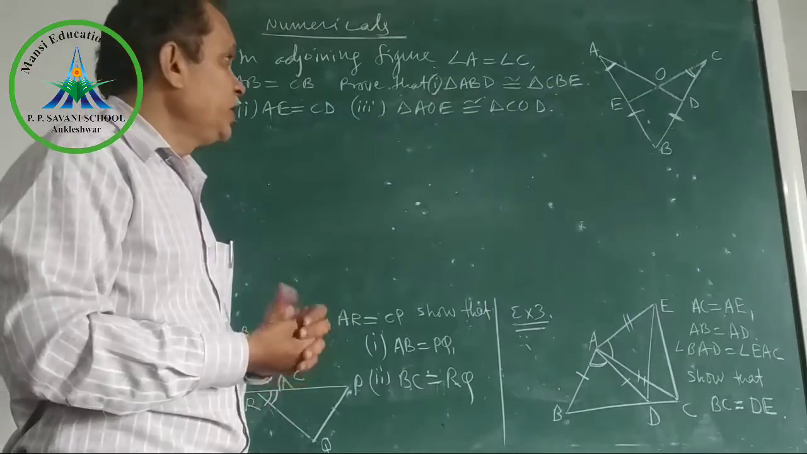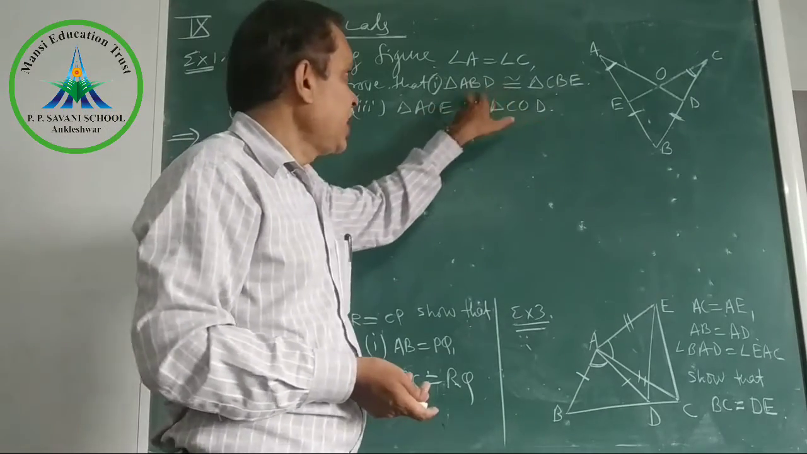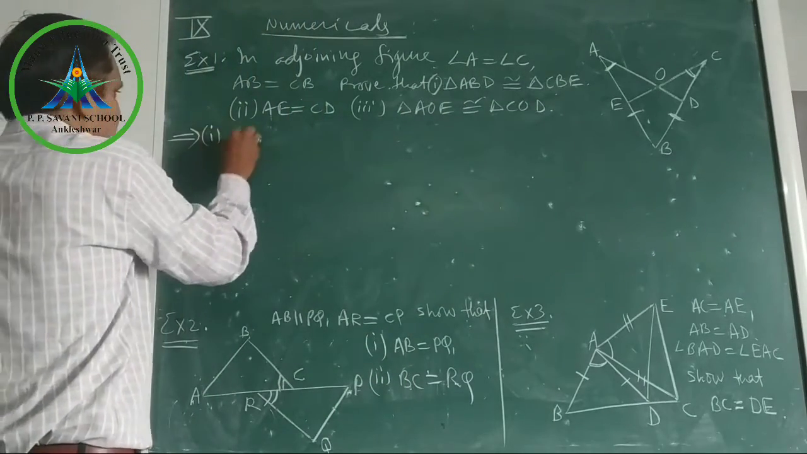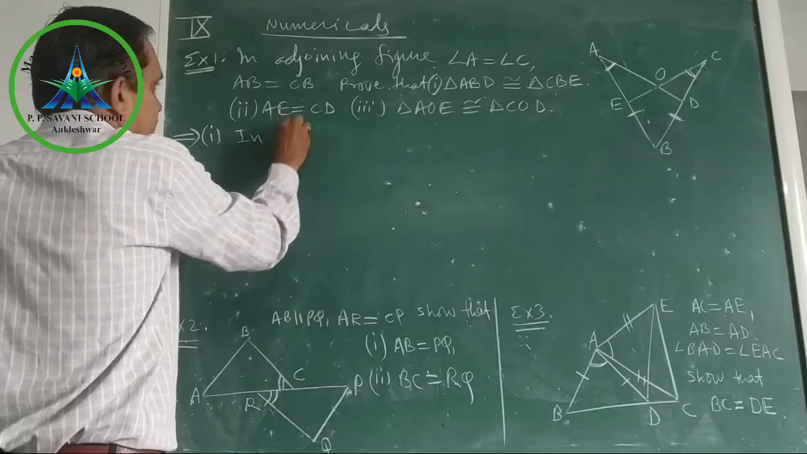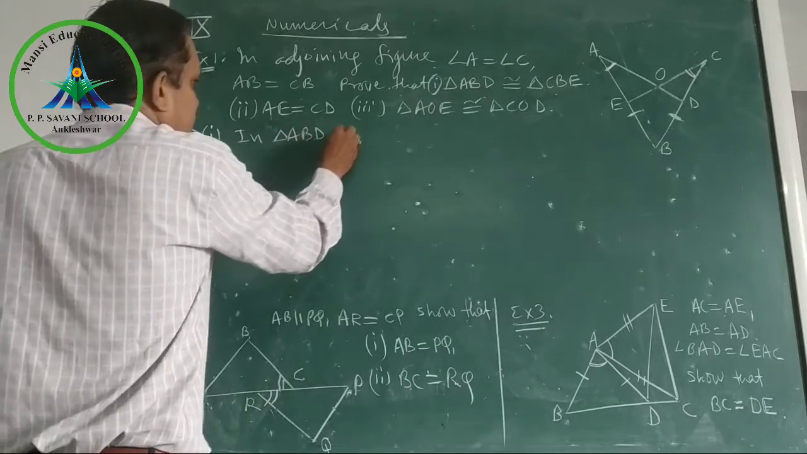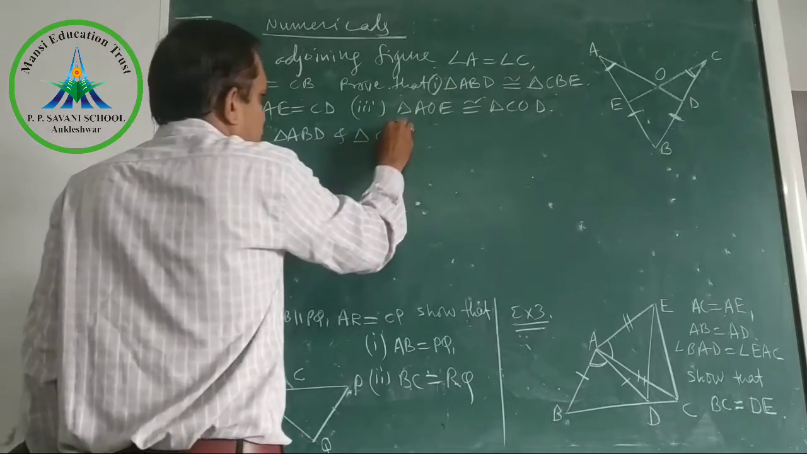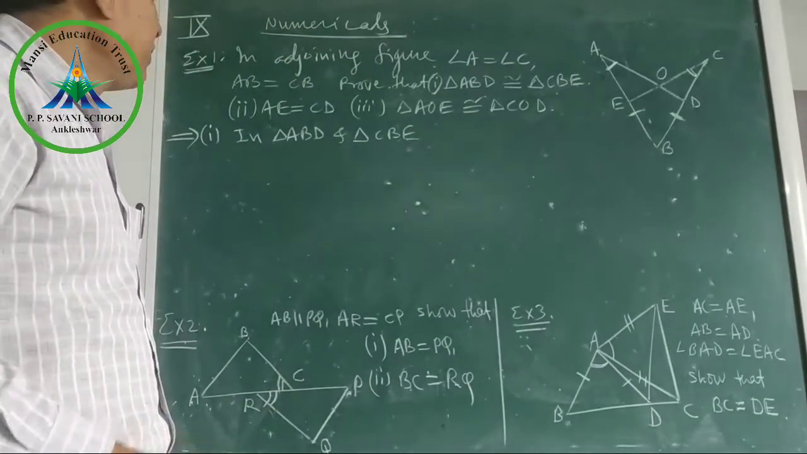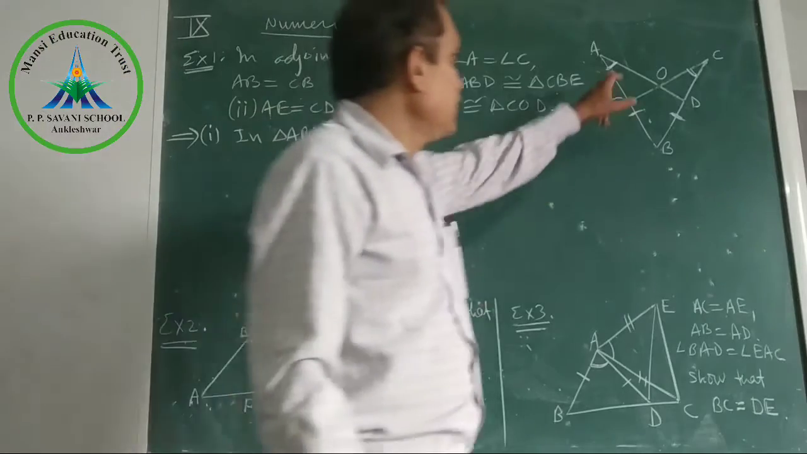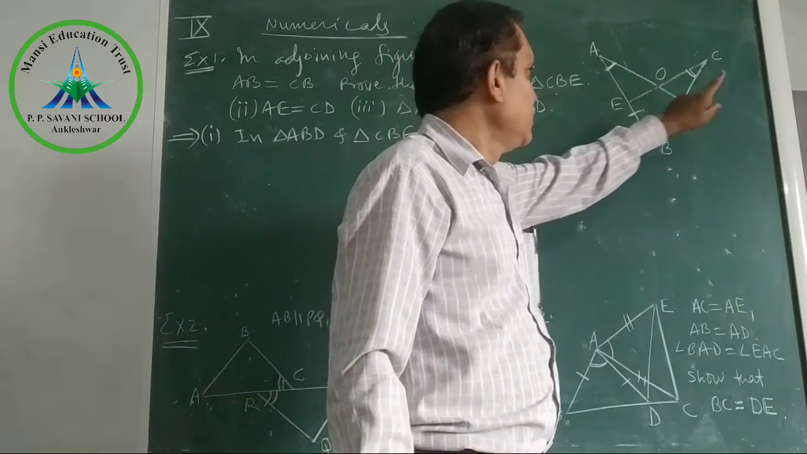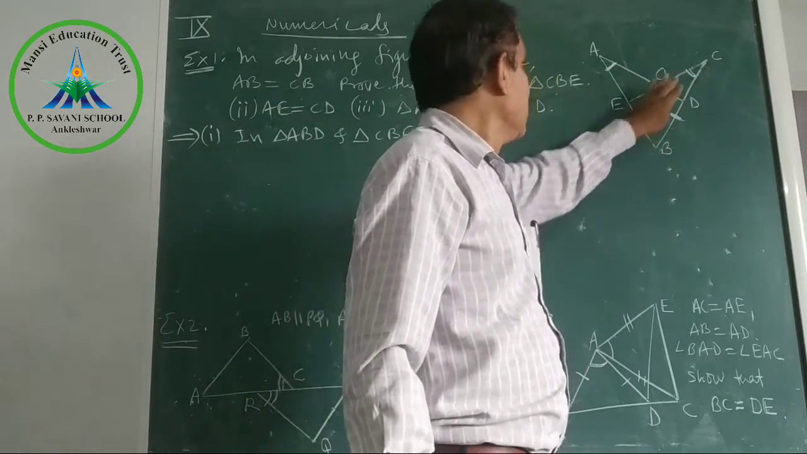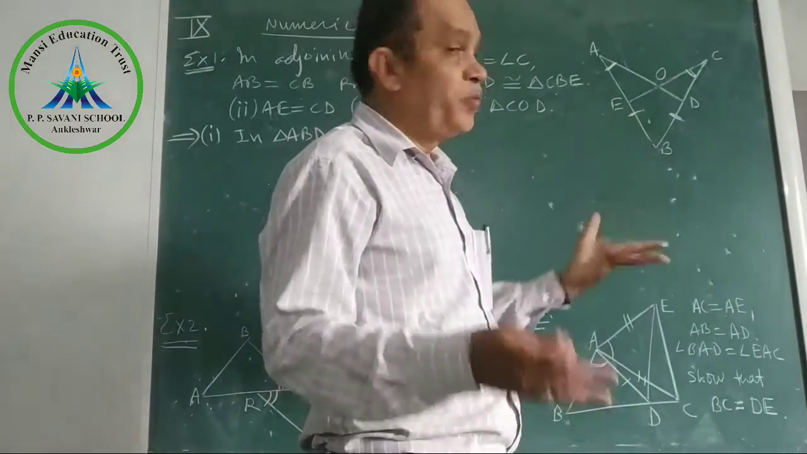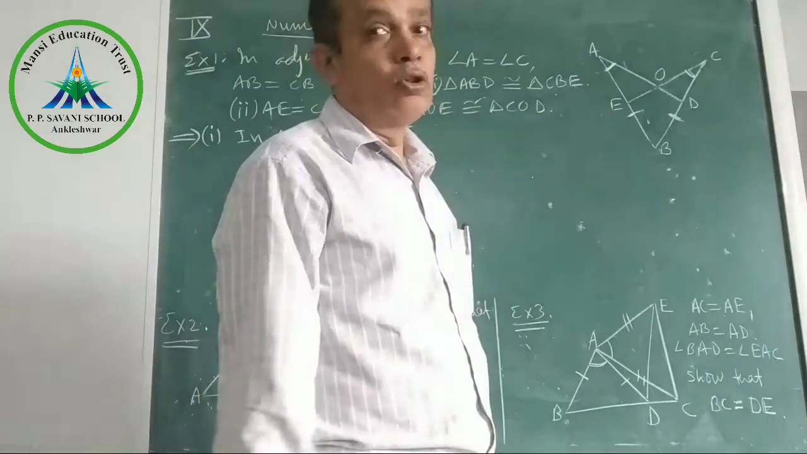Now see, we will take this triangle. This triangle should be proved congruent, no? First we will write, in triangle ABD and triangle CBE. Okay. Read ABD. Where is ABD? This triangle. CBE, this triangle. Yes or no? Now watch which sides and which angles are equal in both.